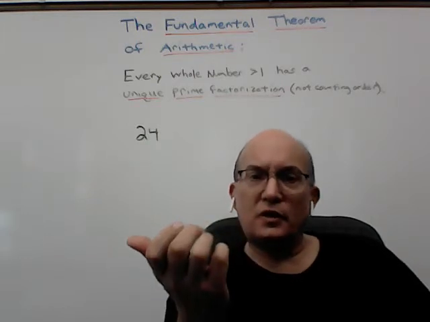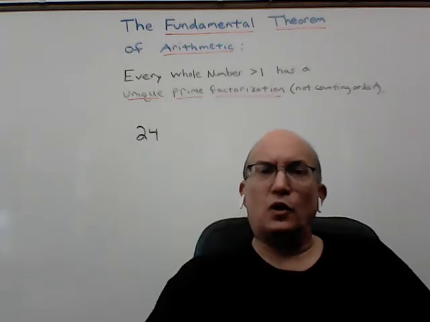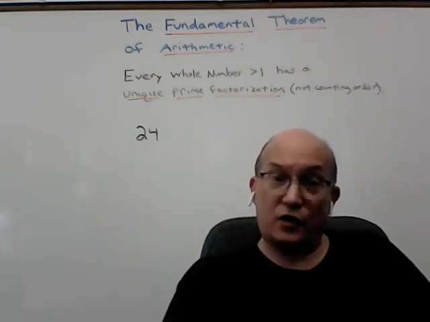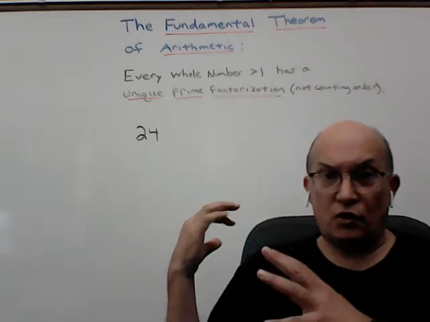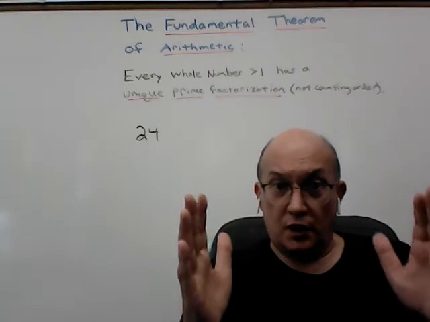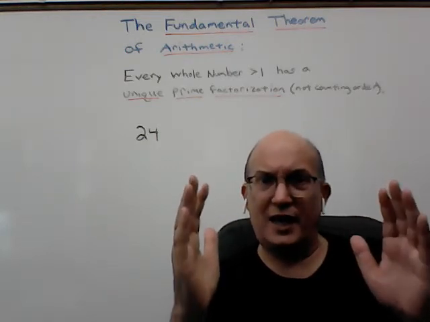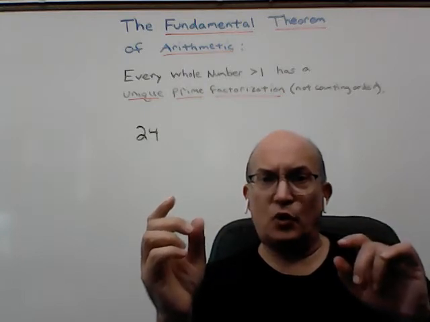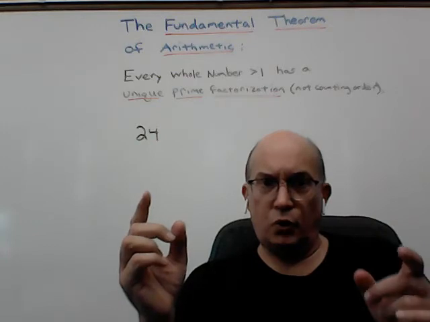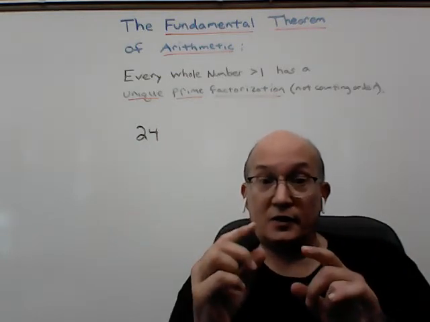Let's first identify what we're not being asked to do with the 24. We're not being asked to identify all of its factors. Now, rather than write them on the board, I think you'll be able to agree with me if I say that the factors of 24 are 1 and 24, 2 and 12, 3 and 8, 4 and 6.